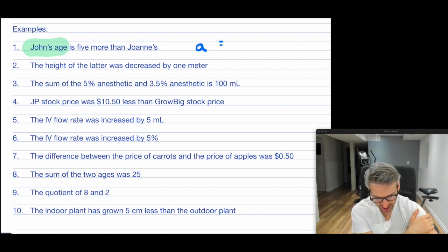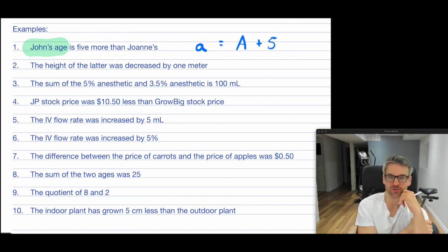And now notice, 5 more than Joanne's. So Joanne's age, I'm going to put that as capital A, for Joanne's age. And now 5 more means plus 5. So John's age is equal to 5 more than Joanne's. So that would be the translation, right?